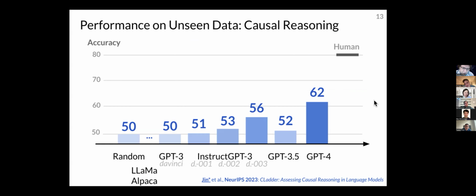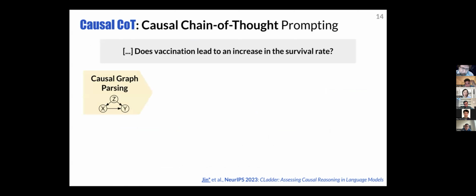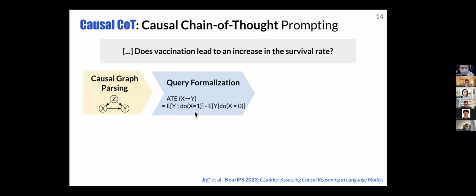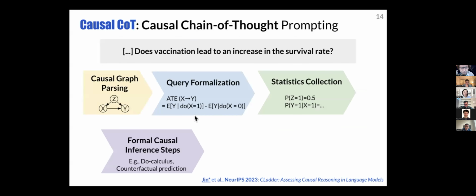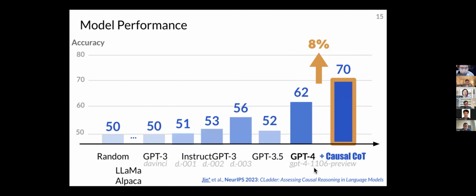So it does show that LMs have difficulty with formally grounded reasoning tasks that are generated as unseen data. To proceed forward, we also suggest that future LMs have a more structured way of reasoning given a formal question. In the context of causal reasoning, we have proposed causal chain-of-thought prompting to guide LMs to understand the causal graph, formulate the query, collect statistics, go through formal causal inference steps, and do the proper arithmetics before arriving at the answer. With this, we improved upon GPT-4 by 8 points of accuracy.